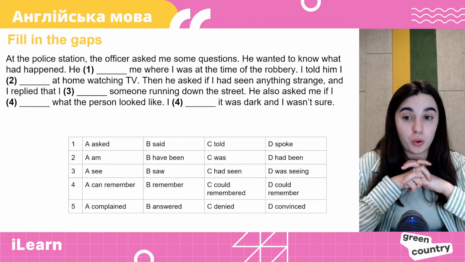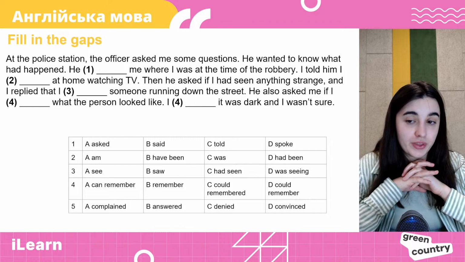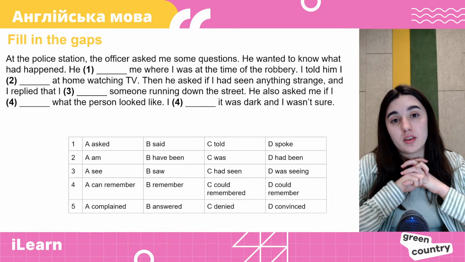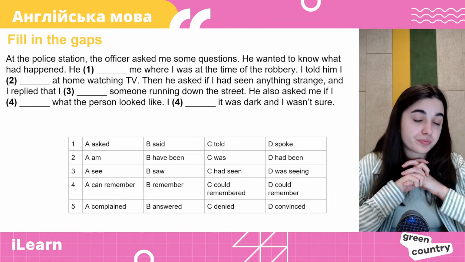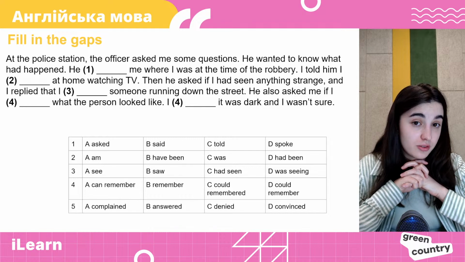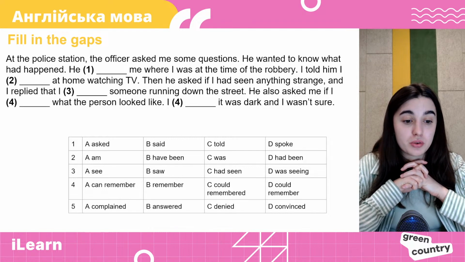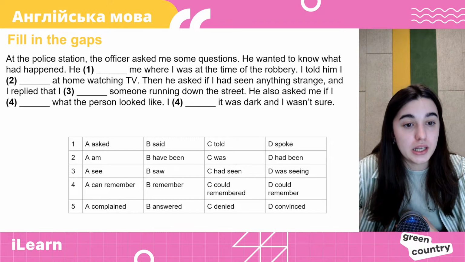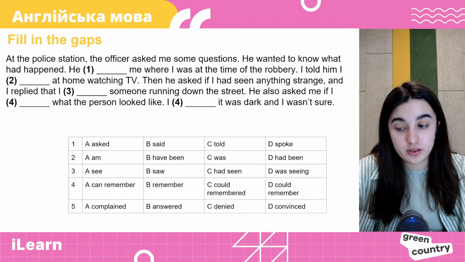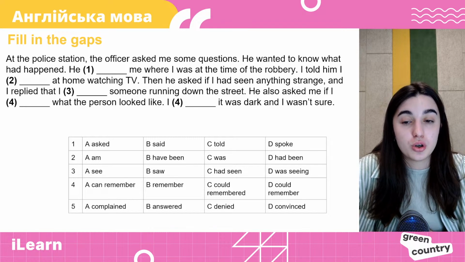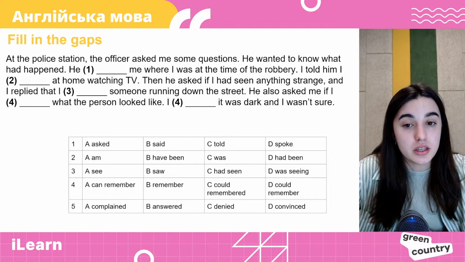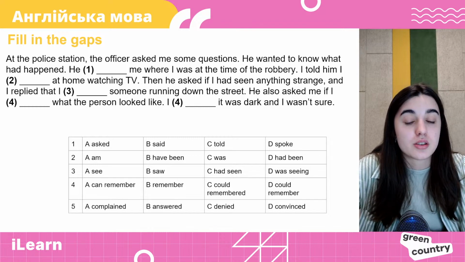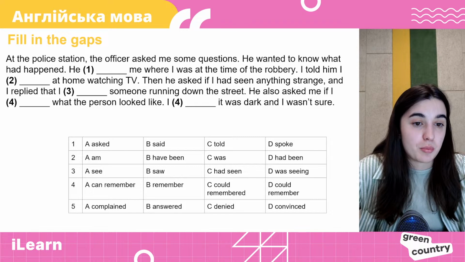First of all, we check the context. At the police station, the officer asked me some questions, so we can understand that this is some police station conversation, something related to police. After that, we need to guess the correct answer. He wanted to know what had happened to me, where I was at the time of the robbery.